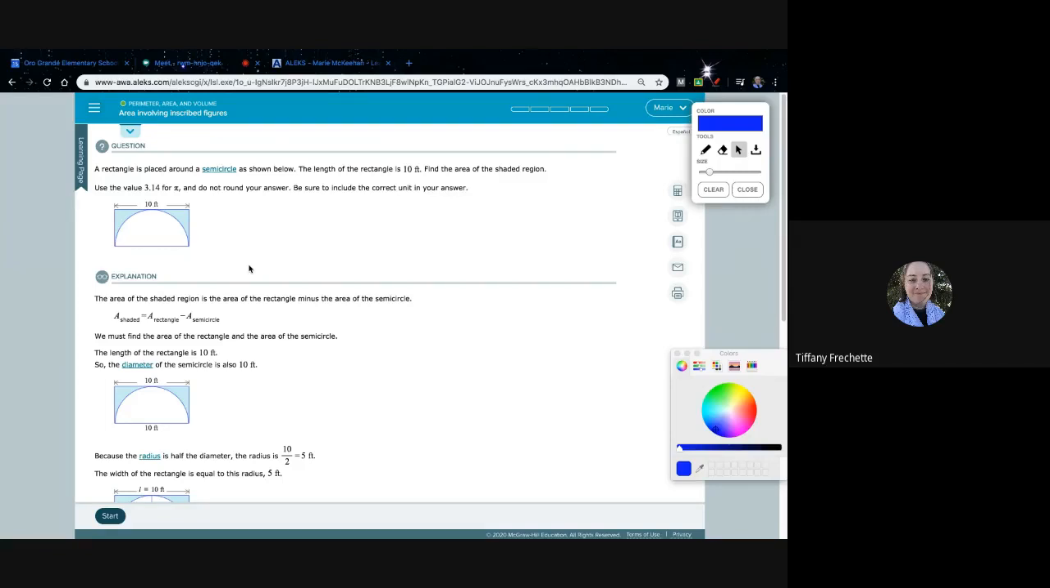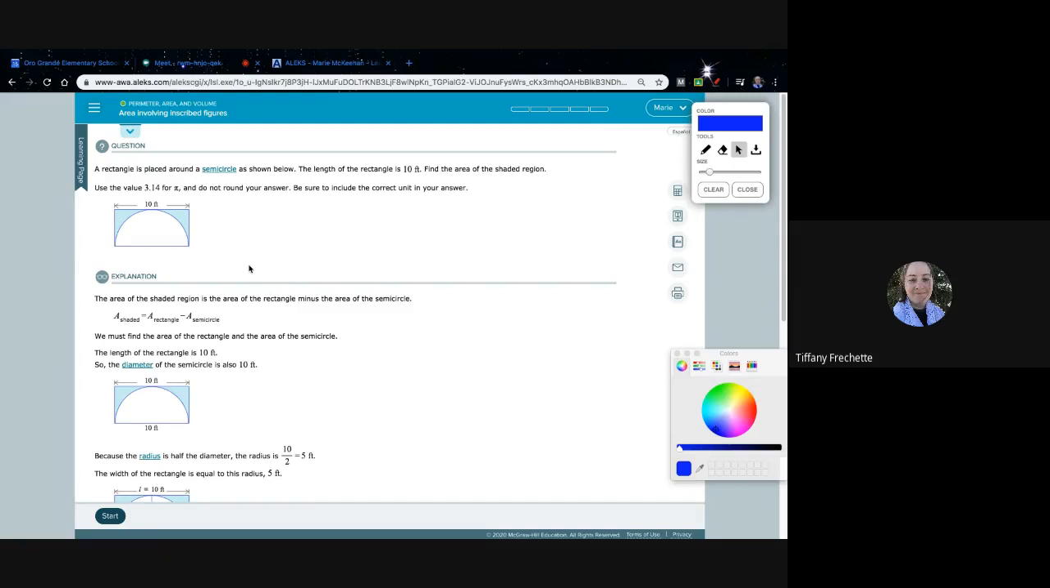Area involving inscribed figures. A rectangle is placed around a semicircle as shown below. The length of the rectangle is 10 feet. Find the area of the shaded region. Use 3.14 for pi and do not round your answer. Be sure to include the correct unit in your answer.